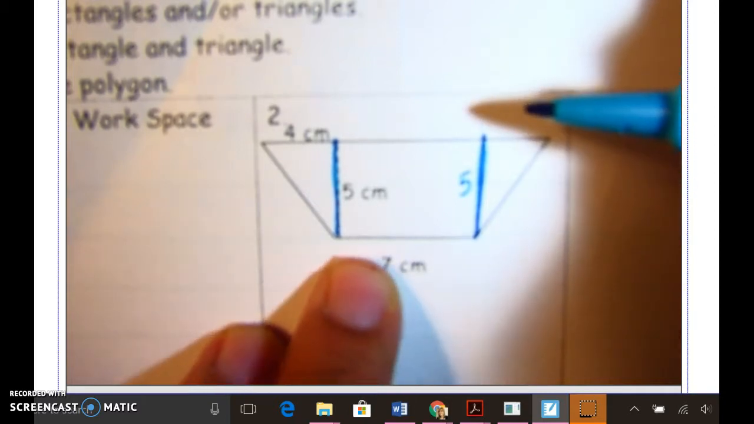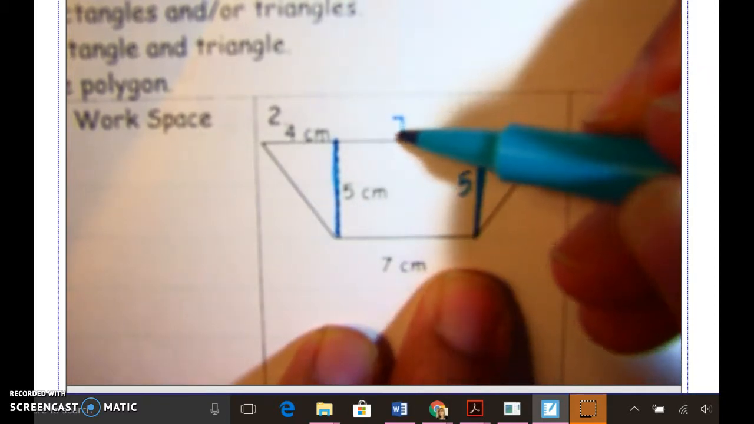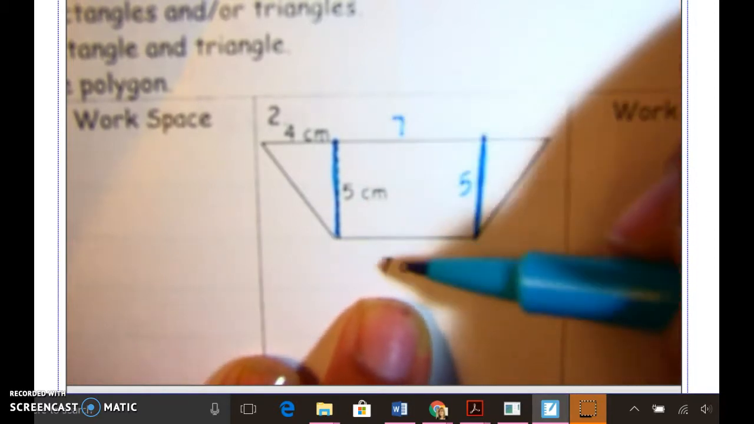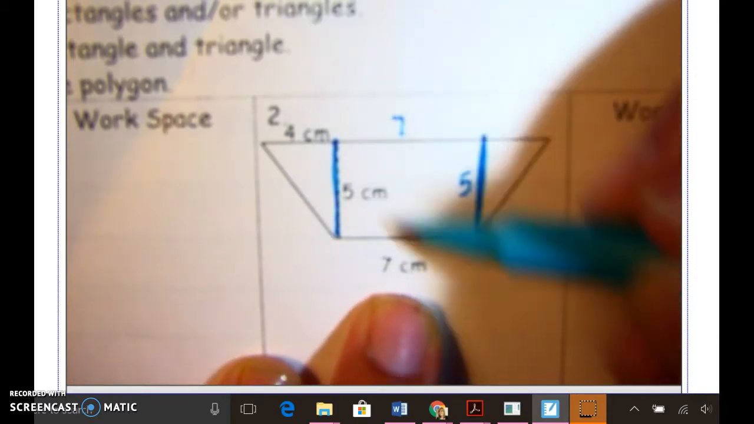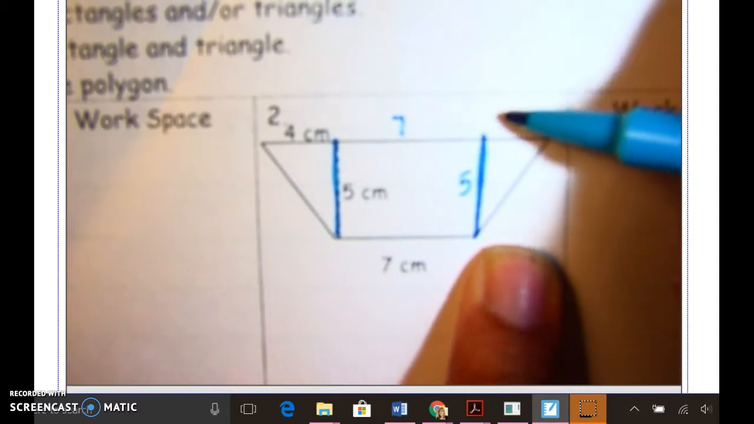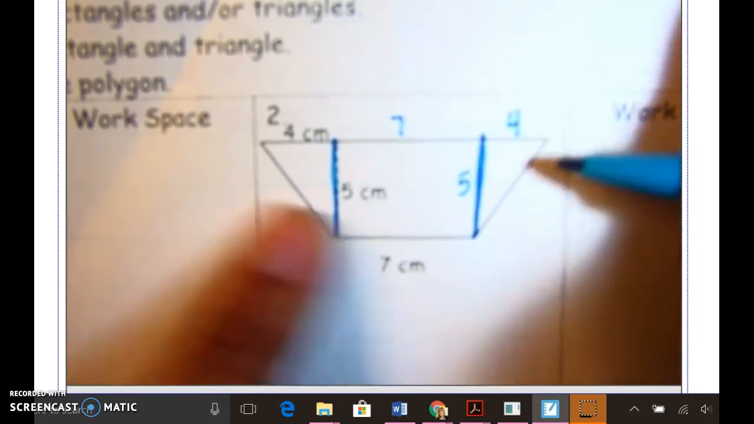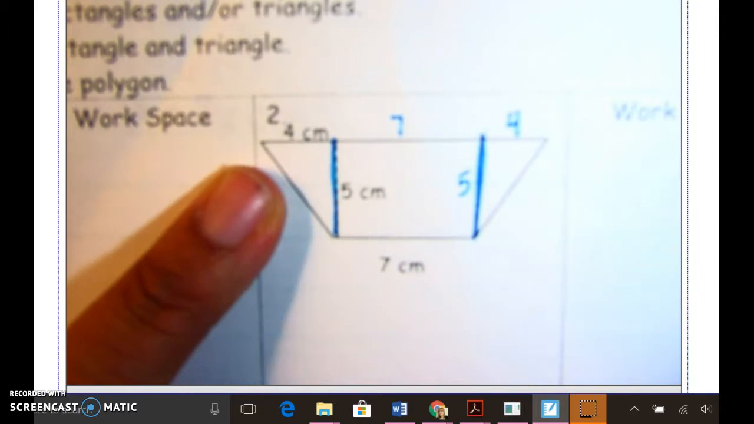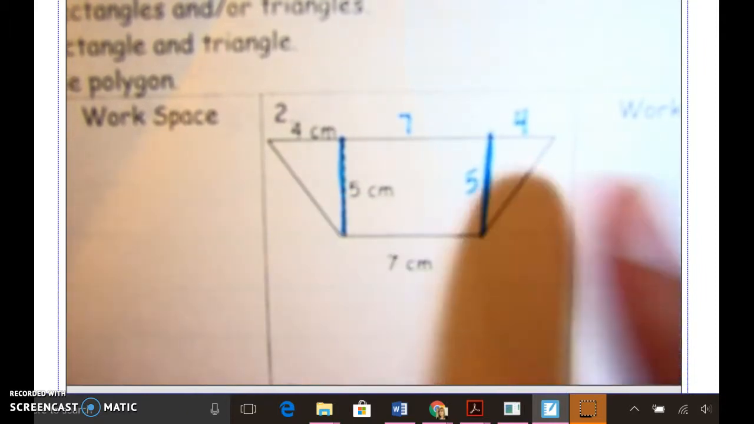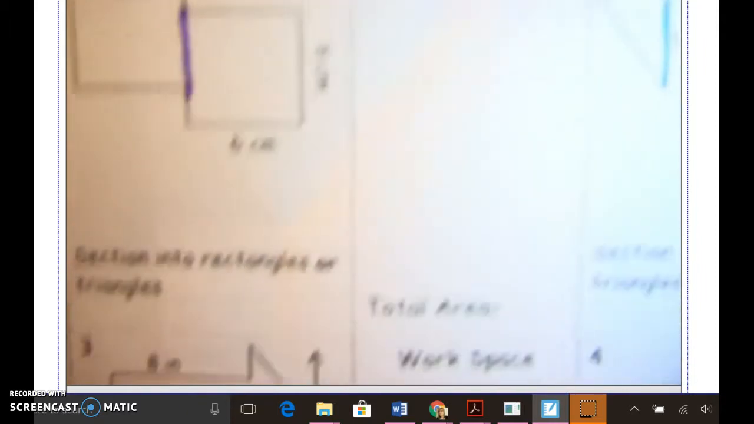And we know that this is 7, so when I want to find the area of this rectangle, it's going to be 5 times 7. And then when I find the area here, this is also going to be 4. So these are the same size. Make sure you show your work for each part on the other sheet.